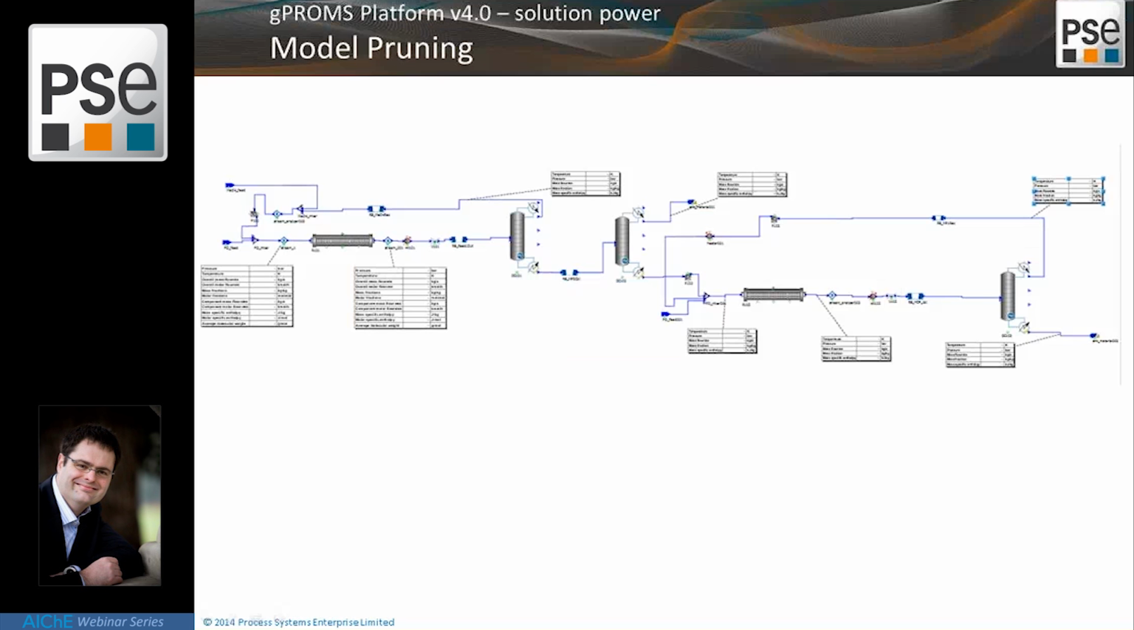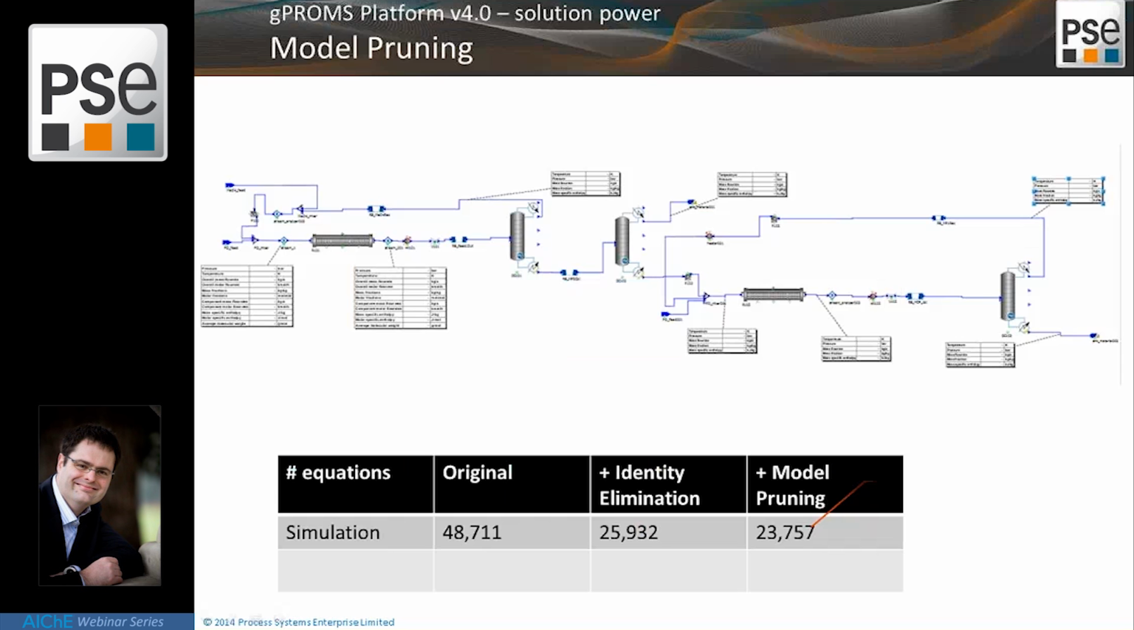What happens is that I've got a flow sheet as shown here, and I look at the size of the problem. The original problem is about 50,000 equations for this particular flow sheet. We have a feature that we introduced quite a few years ago. It's called identity elimination. So every equation that is of the type y is x, we will remove automatically, and that will speed things up significantly.